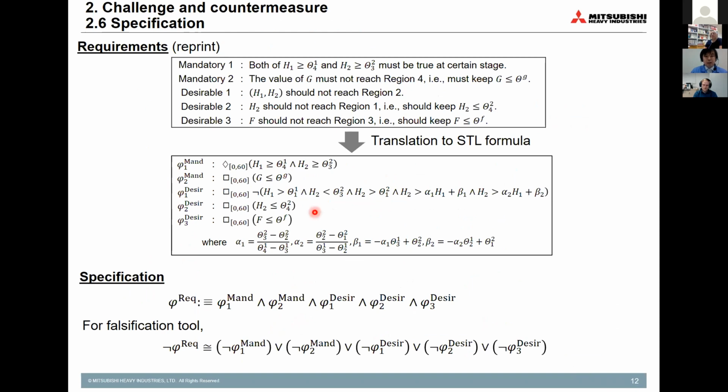The requirements written in natural language are translated to STL formulas. Then a specification is defined as a conjunctive one. Recalling our problem is parameter synthesis, we try to find a parameter which satisfies this specification. So for falsification, we give the specification not phi, because falsifying not phi is equivalent to satisfying phi.